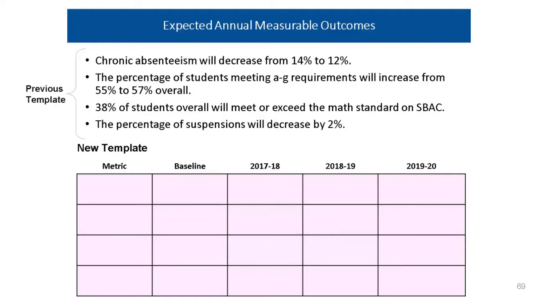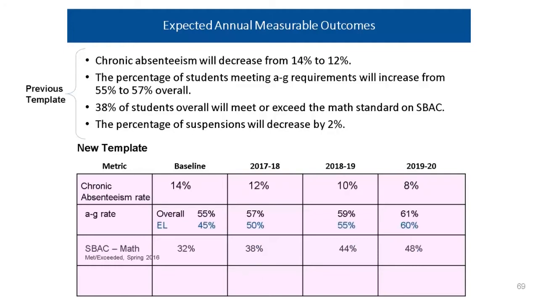In the new template, the outcomes are written in the provided table with the identified metric, baseline data, and 3 years of outcomes. In this example, you can see they also included an additional goal for English learners under the A to G rate metric.